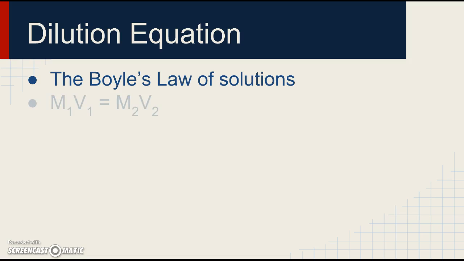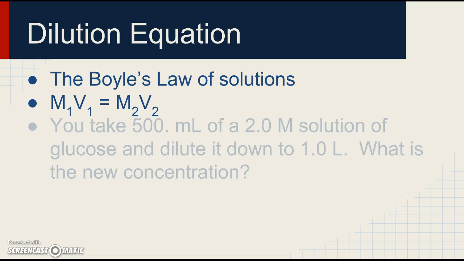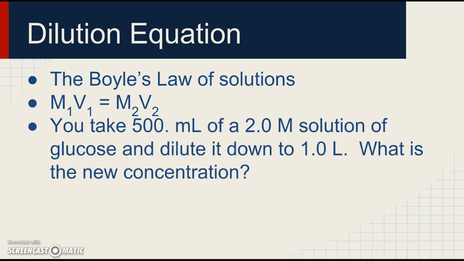And what you should have gotten is M1V1 equals M2V2. It's just like our P1V1 equals P2V2, and it works the exact same way. Let's try it. You're going to take 500 milliliters of a 2 molar solution of glucose, or anything really. What it is does not matter in this context, and you're going to dilute it down to 1 liter. What is the new concentration?